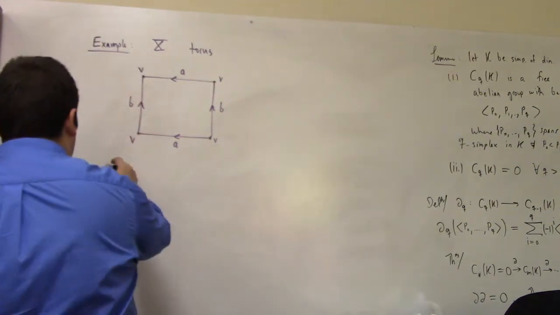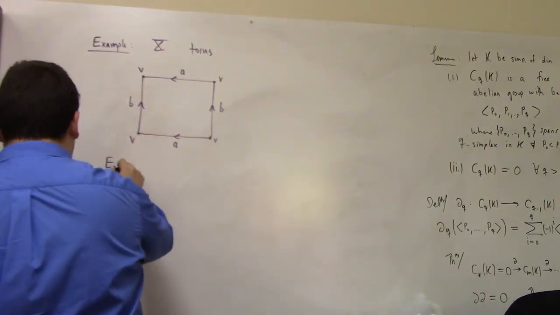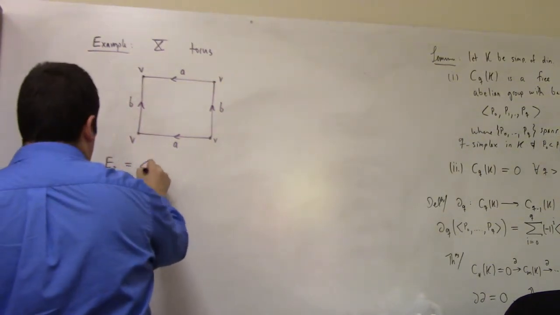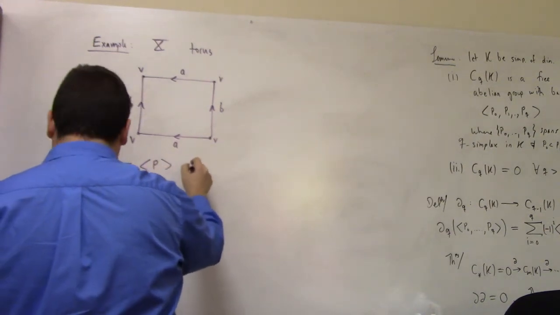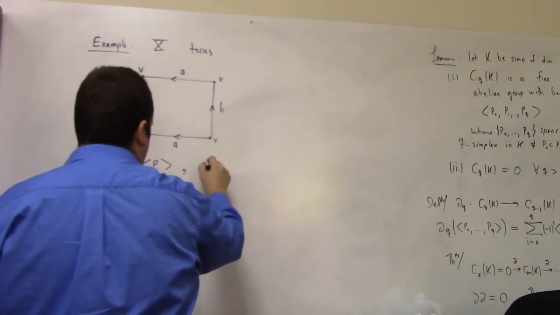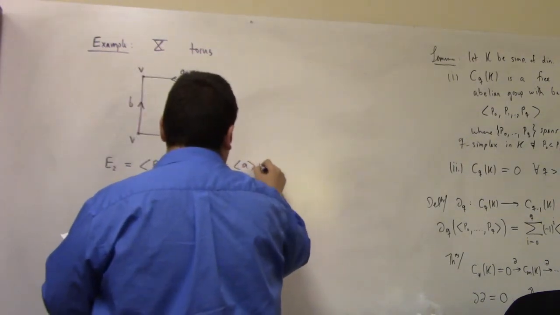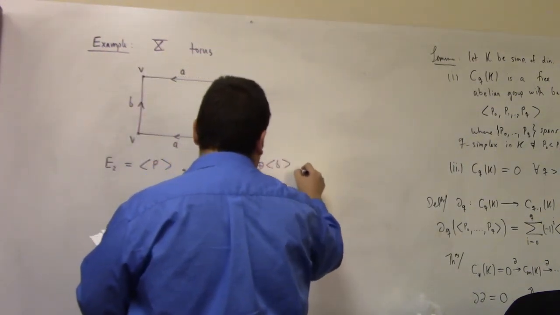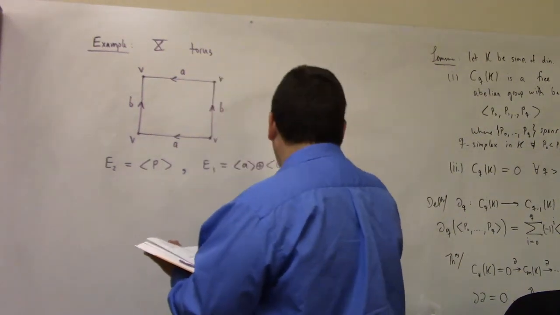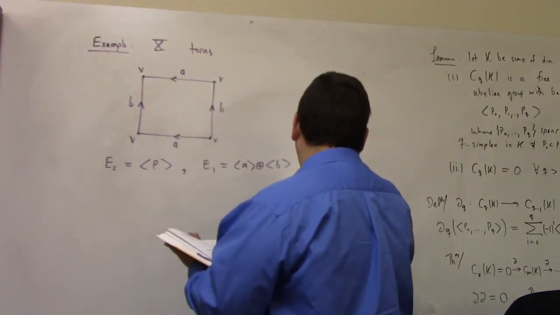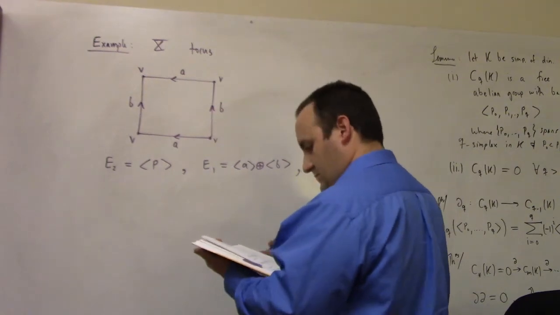So, let's see if we can make sense of this. E_2 is P. E_1 is A plus B. E_0 is V.